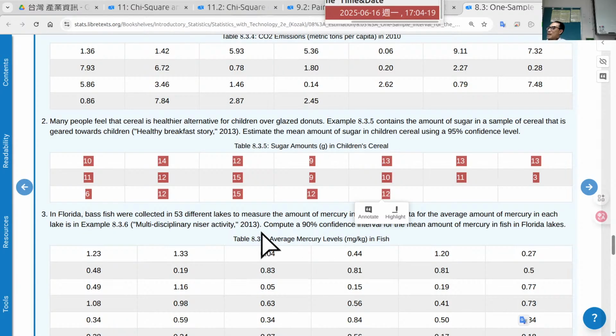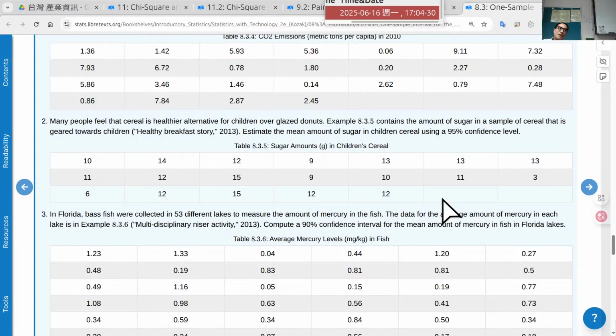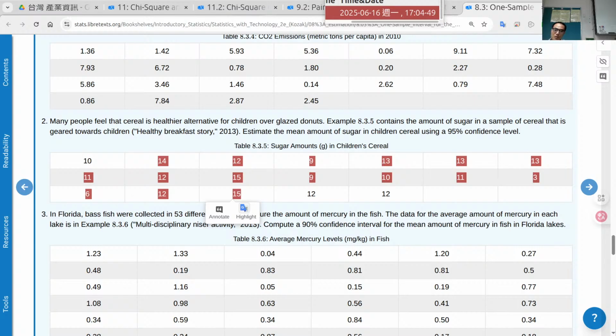The sugar can be 10 grams, 14 grams, 12 grams, 9 grams, like this one. And it can be a variable number. Now we try to find the confidence interval. We have 95% confidence that the children's cereal sold in the market can range from this one. And how to do this? Let me show you here.